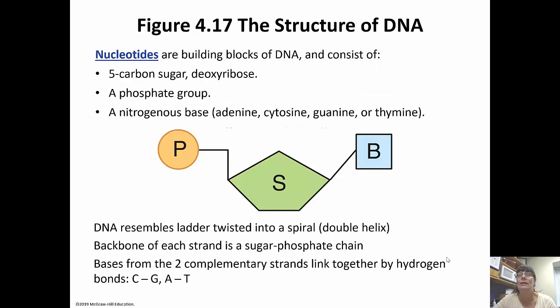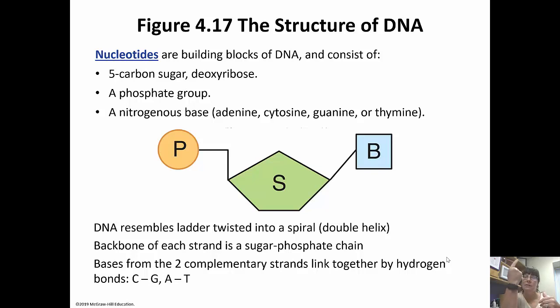Nucleotides are the building blocks of DNA. They are made of the 5-carbon deoxyribose sugar, a phosphate group, and a nitrogenous base. So adenine, cytosine, guanine, or thymine. Adenine, remember, is from ATP as well. The DNA resembles a twisted ladder. It's a double helix. So you have the 2 ladder legs, which are the sugar phosphate backbone, as we call it. And then the rungs of the ladder are those nitrogenous bases. So that's how they're connected.